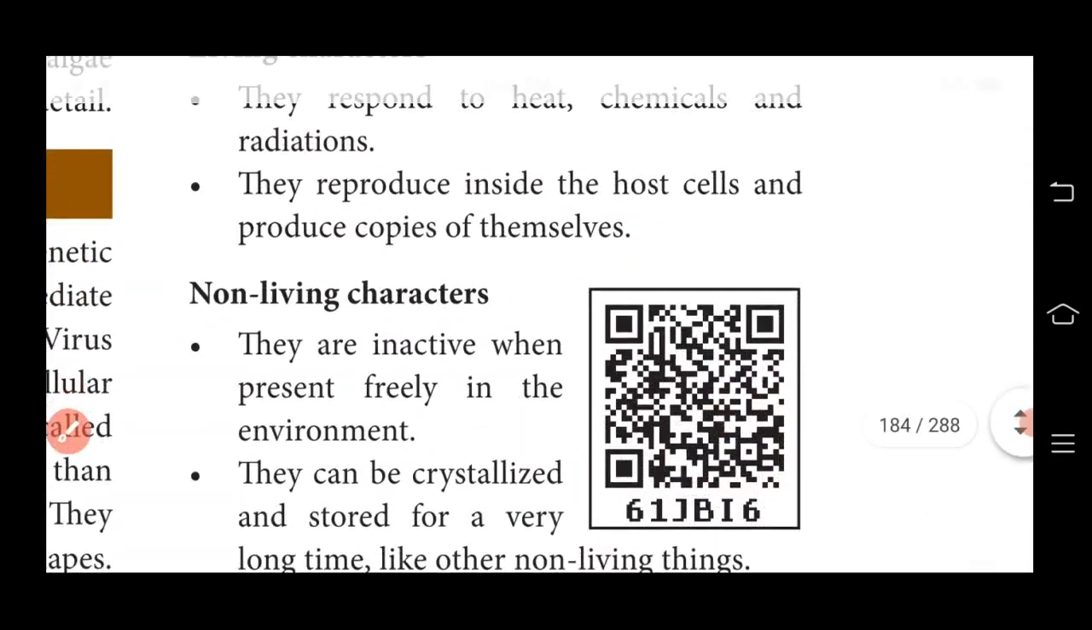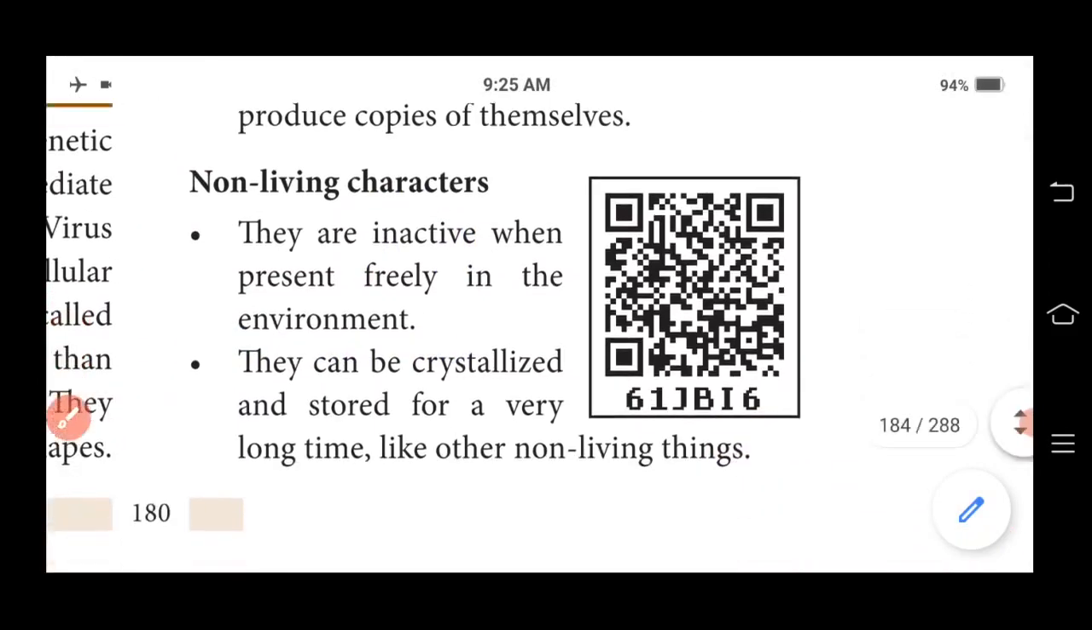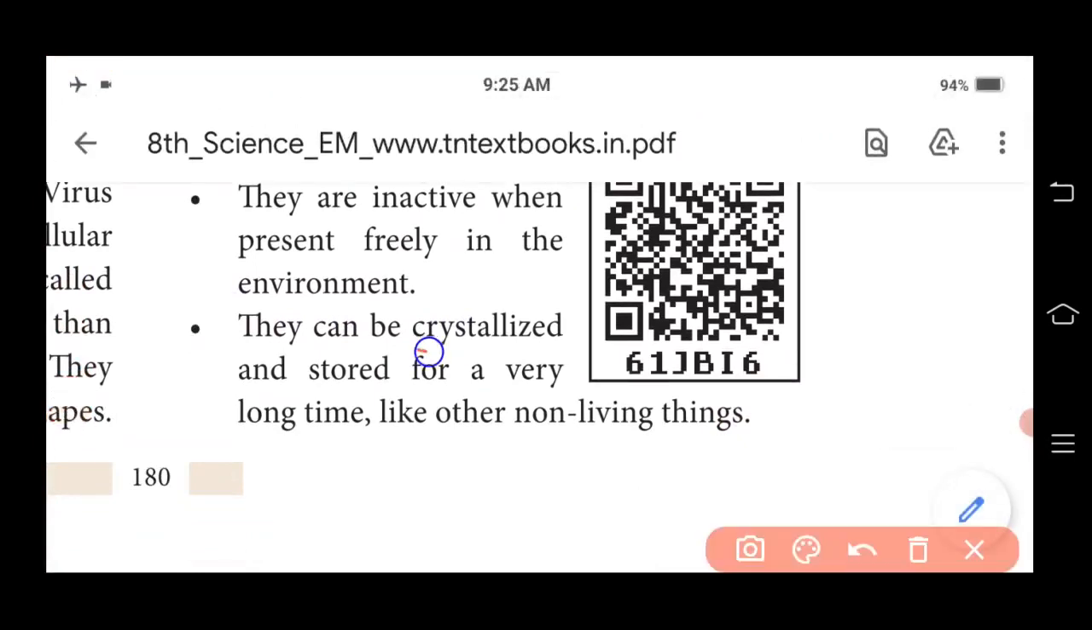And then non-living characters. Very important: they are inactive when present freely in the environment. And then they can be crystallized and stored for a very long time like other non-living things, because virus is intermediate between living and non-living.